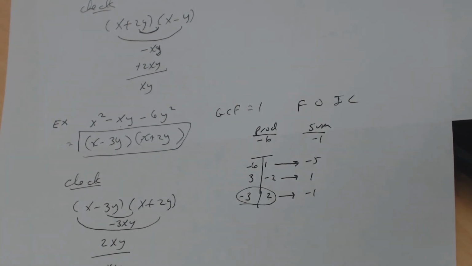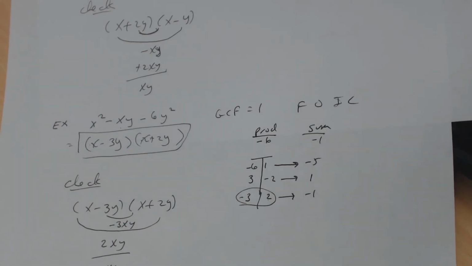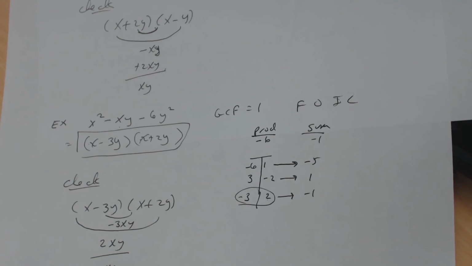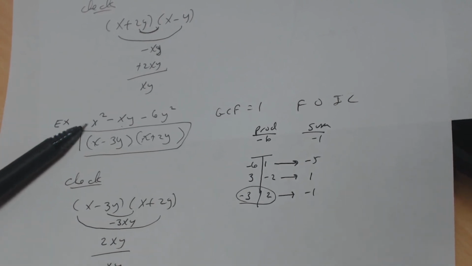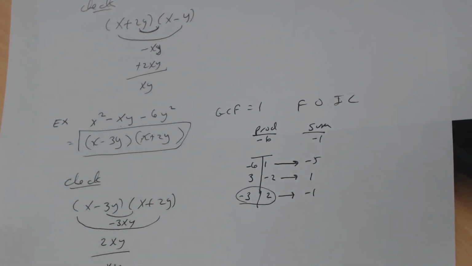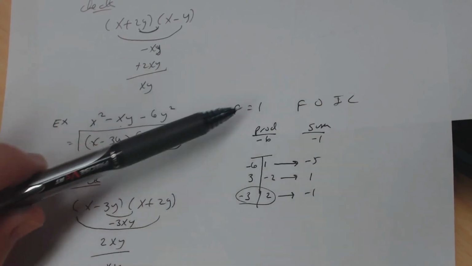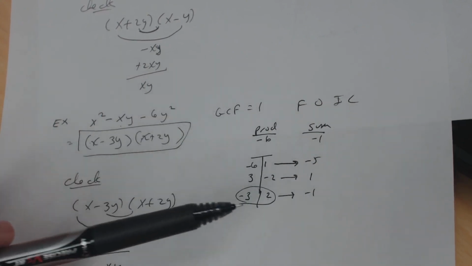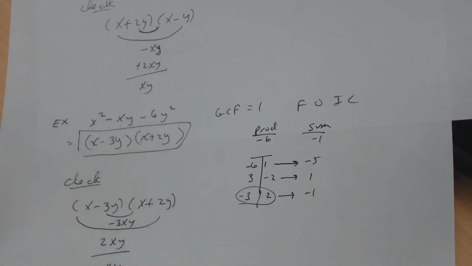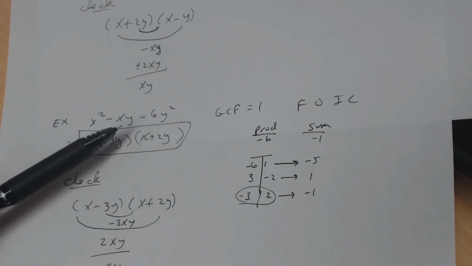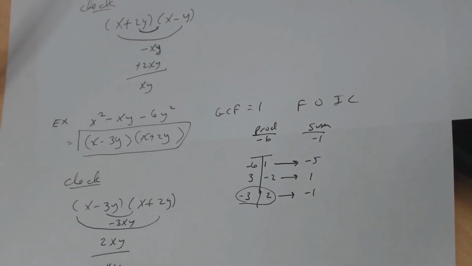Okay, so that's how you deal with trinomials where the coefficient is 1 and you have two variables. So it's very similar to the previous set of problems, the previous video. Same idea. Product sum, FOIL method, GCF is 1. All that's the same, except the only difference was that in these problems you had two variables.